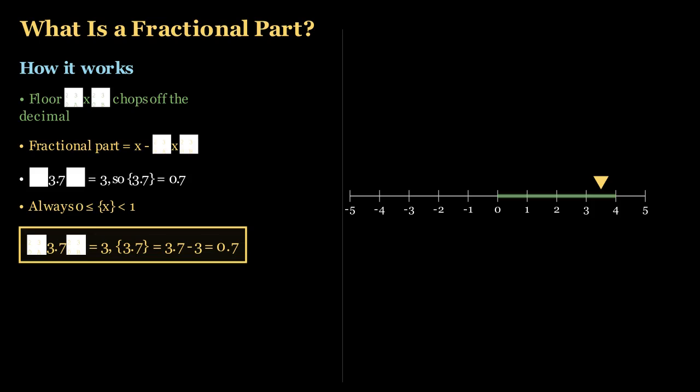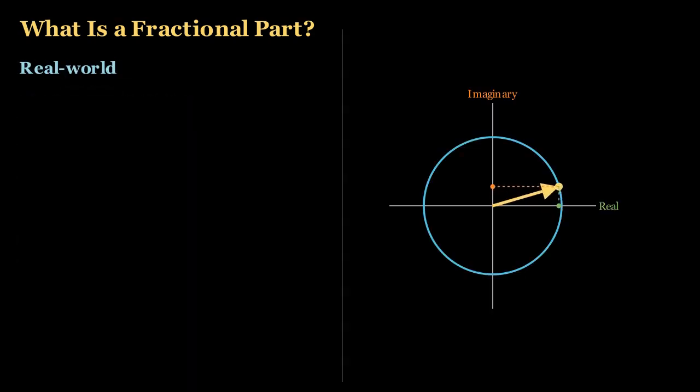Let's use this to solve a real problem. Suppose you're turning a wheel and you measure the total angle it has spun, 400 degrees. But you only care about its final position, which is always between 0 and 360 degrees. This is exactly the fractional part idea. First, divide the angle by 360 to get the number of full turns. 400 divided by 360 is about 1.1. The floor of that is 1, that's the 1 full turn.